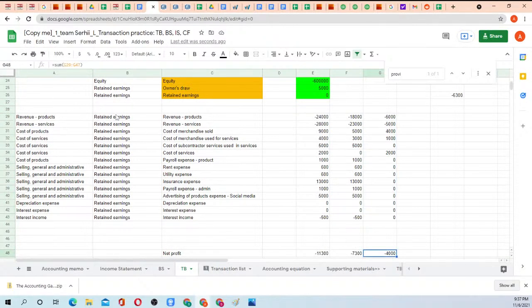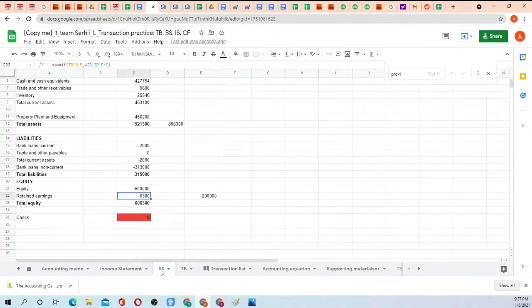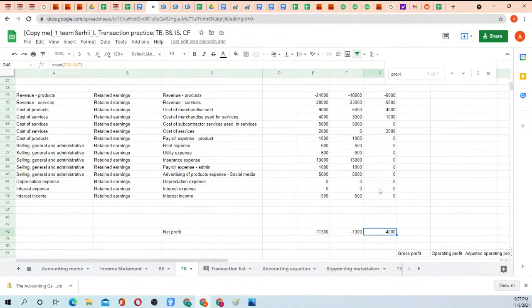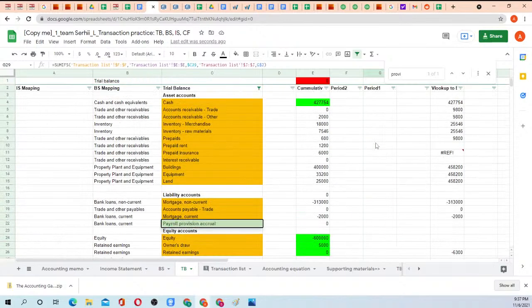And with the help of these functions, with the help of that mapping, with the help of SUMIF, it goes to retained earnings here. We will work a bit more on that because currently we have trial balance, which is cumulative for all time. Later we will build period 1 trial balance. We will kind of simulate month end closure, but that will be a bit later.